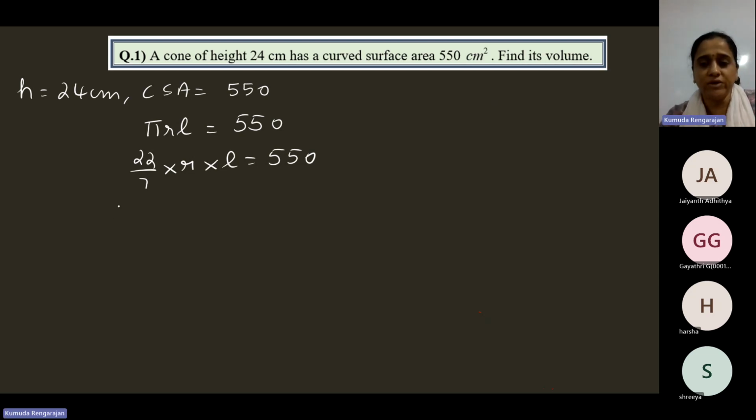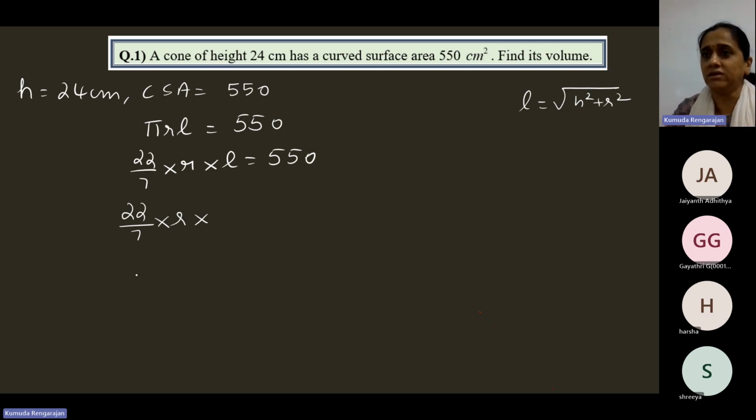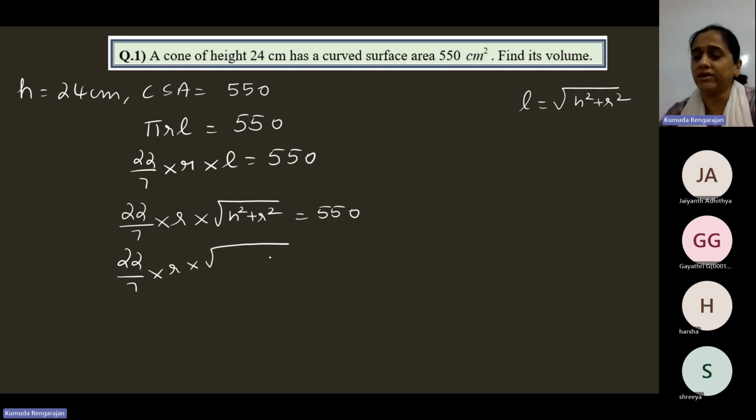So for that, 22 by 7 into R into, what is L? L is equal to square root of H square plus R square. We have that relation, we have written that earlier. L is equal to root of H square plus R square, and 22 by 7 into R into L is equal to 550. So 22 by 7 into R into square root of, what is H square? 24 square.